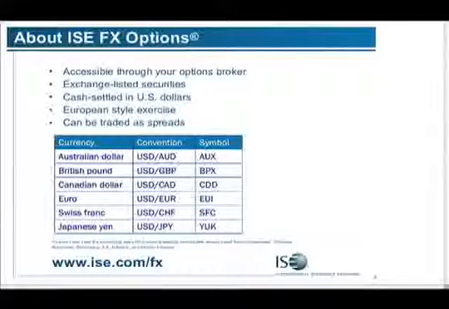And the symbols are really important. So AUX is the Australian, BPX is the British pound, CDD is the Canadian dollar, EUI is the euro, SFC is the Swiss franc, YUK is the Japanese yen. And remember, these values will be increasing as the dollar rallies, and they will be sinking or selling off, declining as the dollar declines. So that's really the correlation.